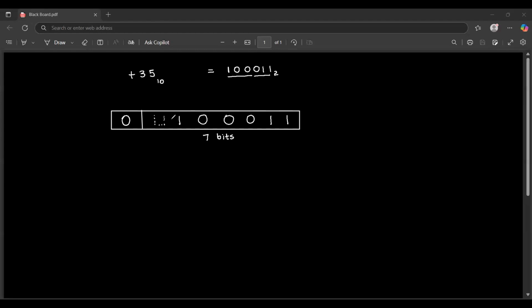What you have to do is just put a 0 there. Not a 1, you have to put a 0 here. That's all you have to do. This is how you're going to do the sign magnitude representation. I mean, this is easy, right?